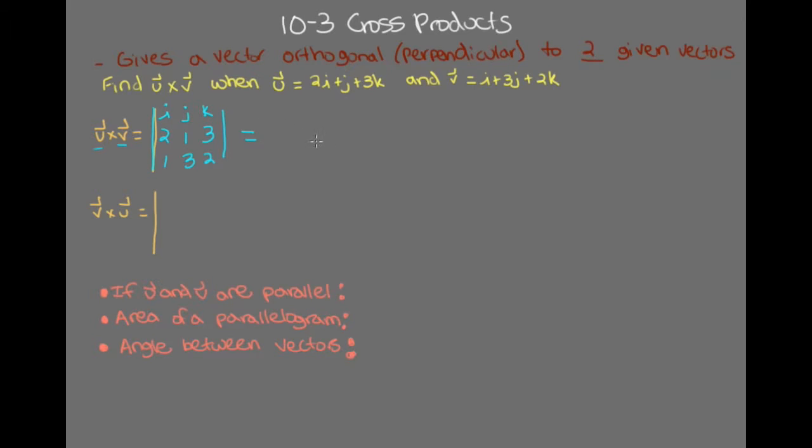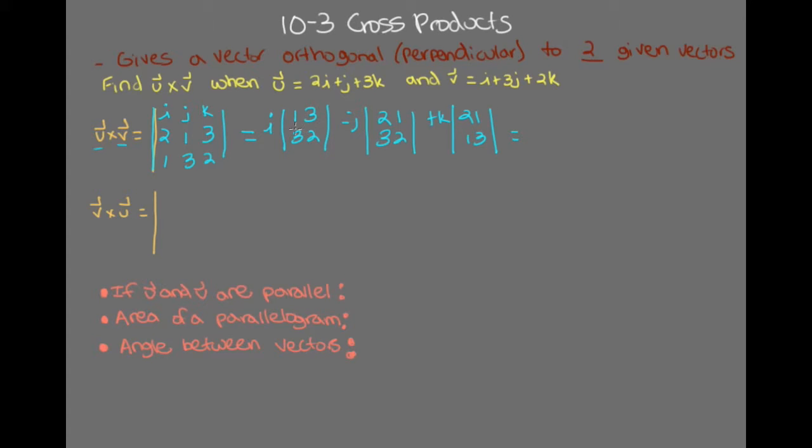So I'm going to use the cofactor method for finding determinants. I'm first going to pick a row, so i in this case, and we're going to block out the column and the row that i is in. So we're going to be left with the determinant of 1, 3, 3, 2. We're going to have negative j, then block out that, so 2, 1, 3, 2. And then positive k, 2, 1, 1, 3.